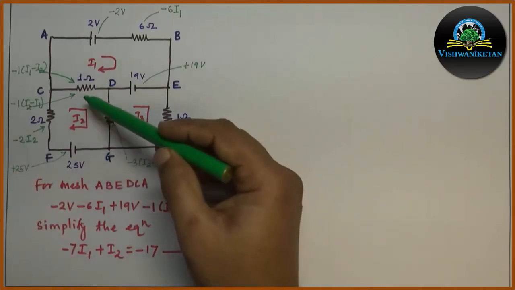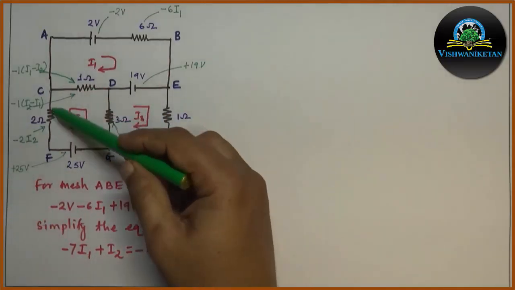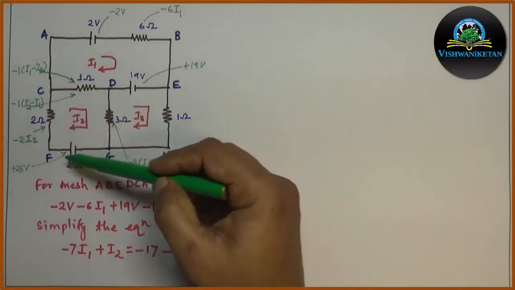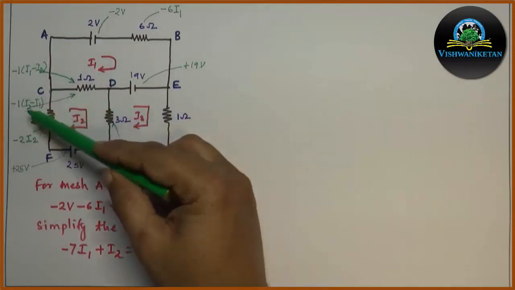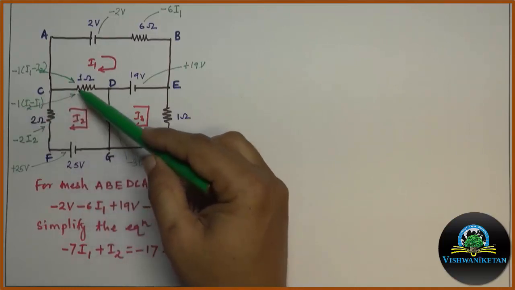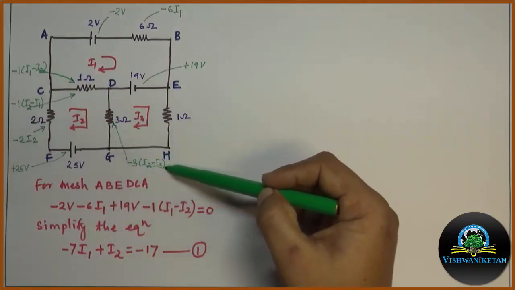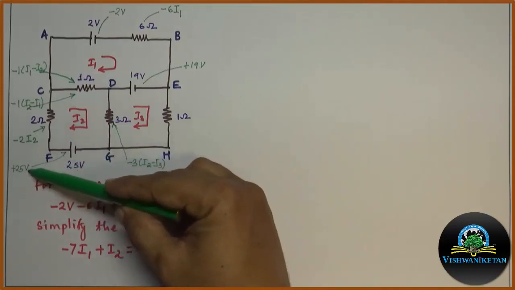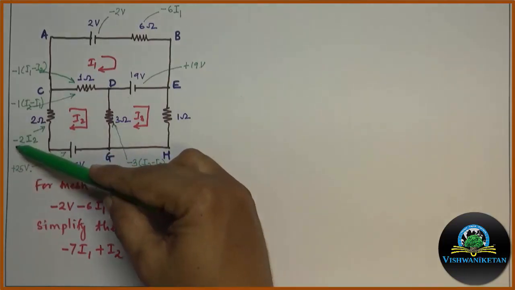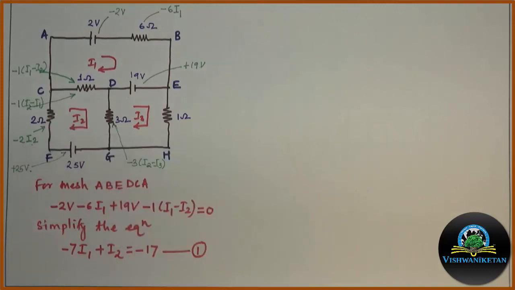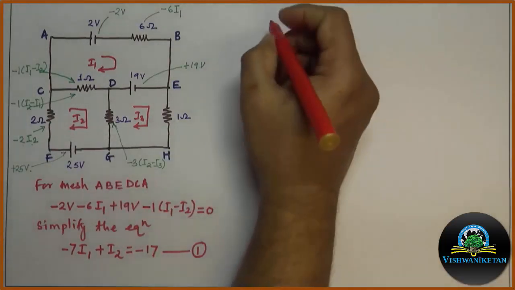So we have 4 voltage drops for C, D, G, F, C. One is minus 1 (I2 minus I1). Second is minus 3 (I2 minus I3). Third is plus 25 volt. And the fourth one is minus 2 I2. So let us write down these individual values in an equation.